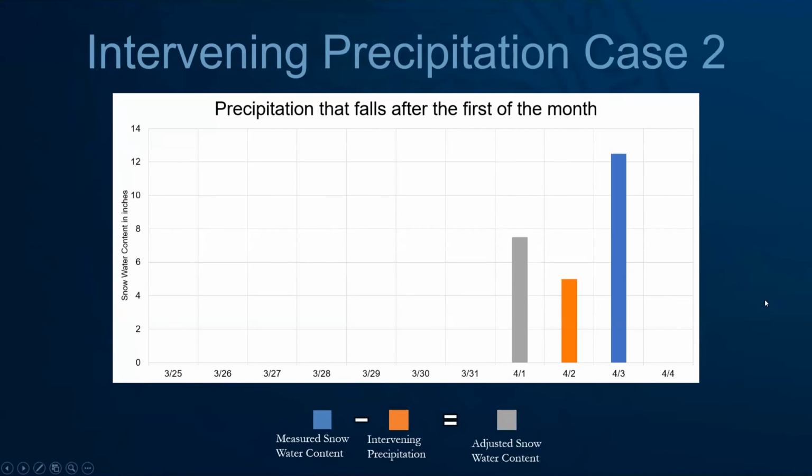And then on the flip side, same thing, if you measured a course on, say, April 3rd, but a lot of that actually maybe fell the day before on April 2nd, we will actually subtract out that amount to get an April 1 condition.